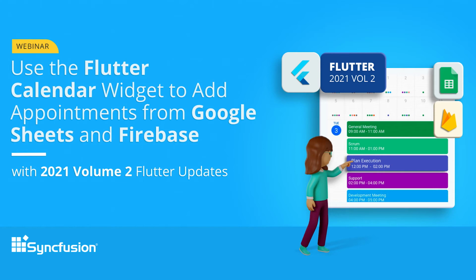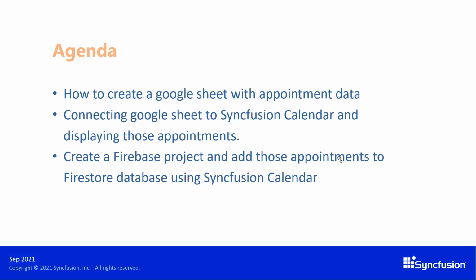Today, I'm going to talk about the Syncfusion Calendar widget, and let's dive into the agenda of this webinar. So today, we are going to see how to create a Google Sheet with appointment data, and then we will connect that particular Google Sheet to Syncfusion Calendar and display those appointments in the calendar. And then we will also create a Firebase project and add those appointments to the Firestore database using Syncfusion Calendar. So now let's get started.